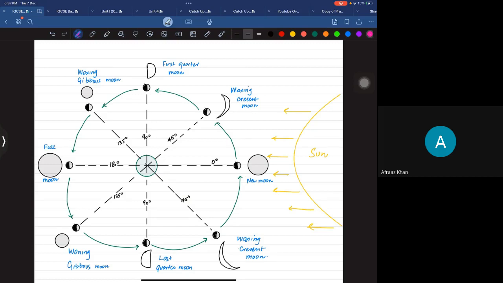So we can say the phase between full and half moon is getting bigger in size. Do you get it? So as you can see, you can compare the size of this. This is much bigger than this. Do you understand?